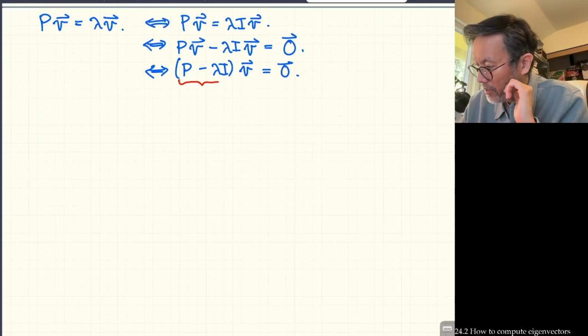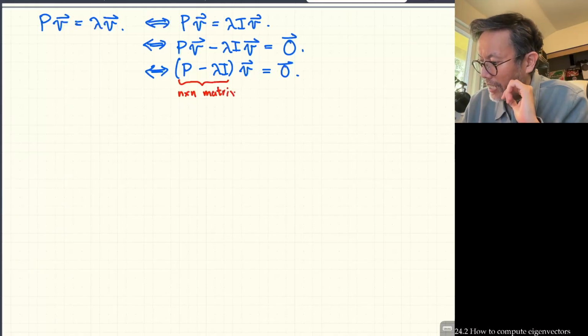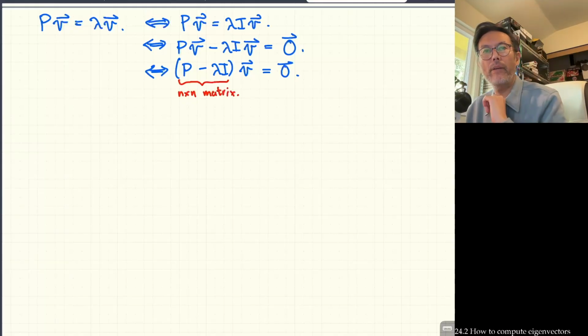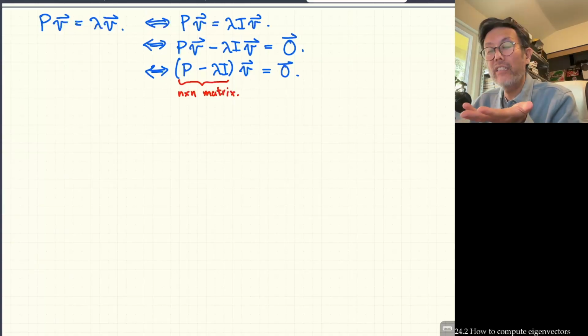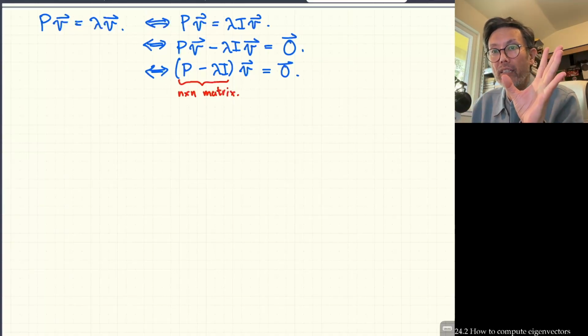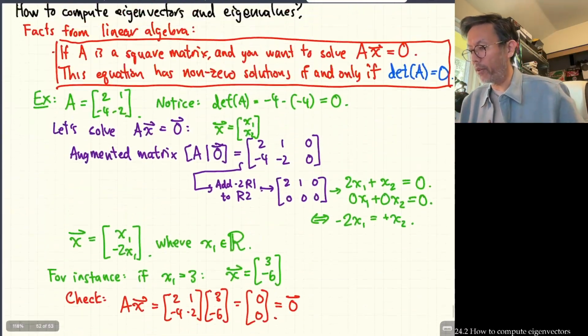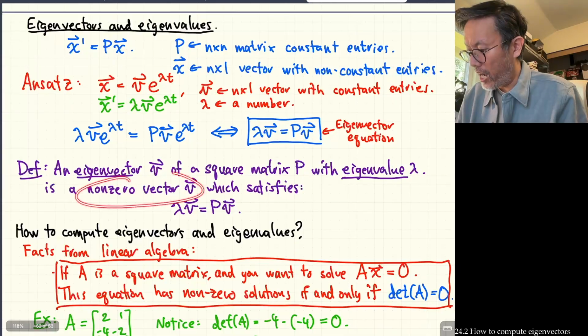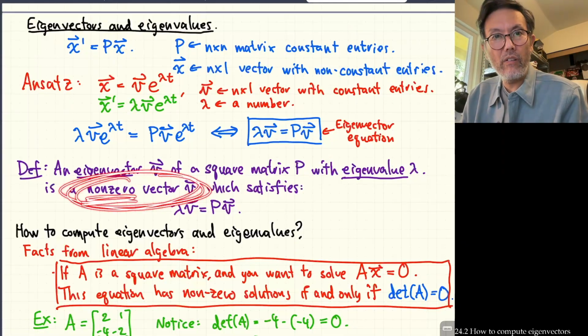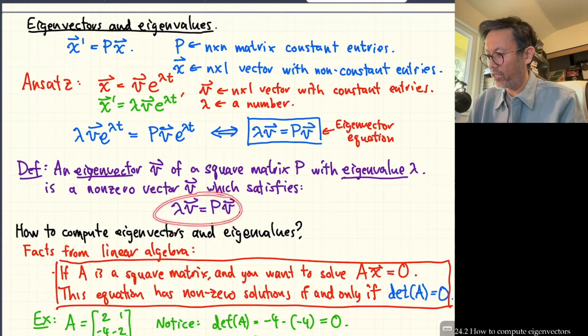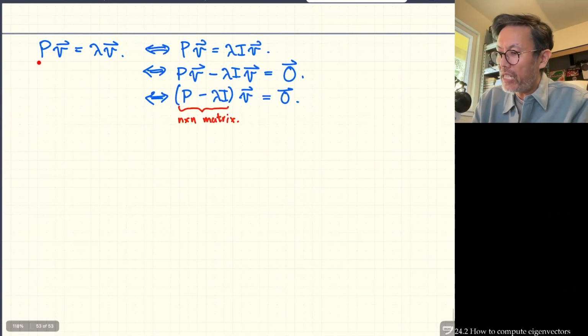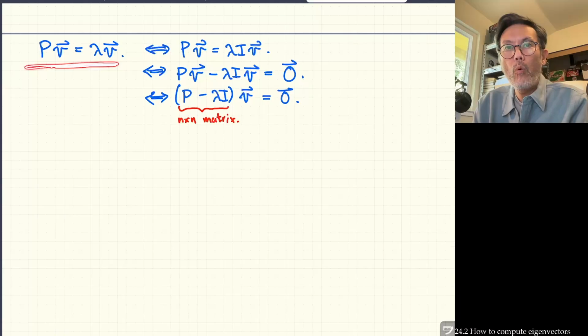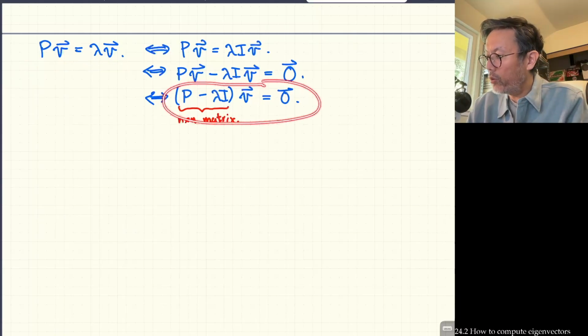So now let's think. P minus lambda times the identity is an n by n matrix. V is an n by 1 vector. And what we're saying is, to be an eigenvector, and remember, crucially, an eigenvector by definition is a non-zero vector V which satisfies this equation. So in order to be an eigenvector of P, in order to satisfy this equation, what I'm looking for are non-zero solutions in V to this equation. Non-zero.